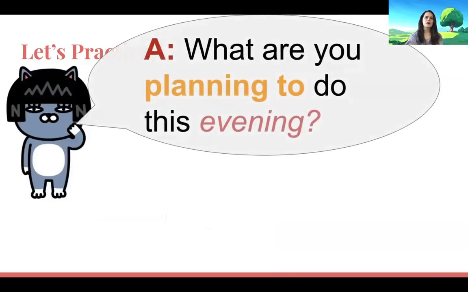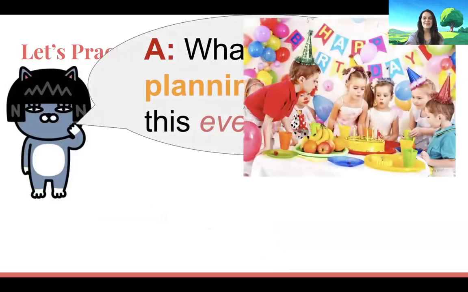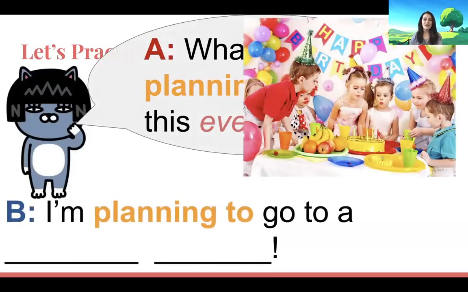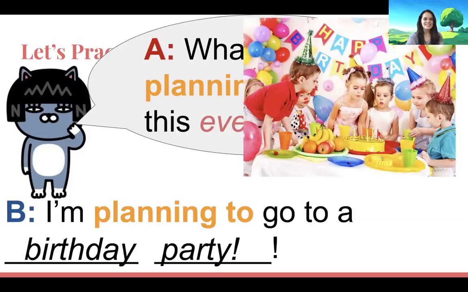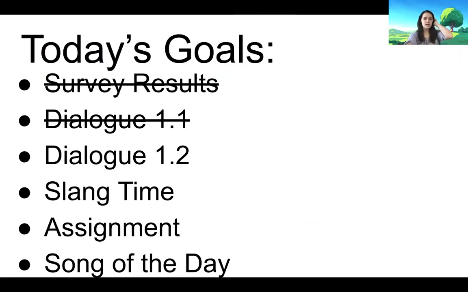Last one. What are you planning to do this evening? This evening. What are your plans? I'm planning to go to a birthday party. Yes. Good. Okay. Let's move on to our dialogue 1.2.